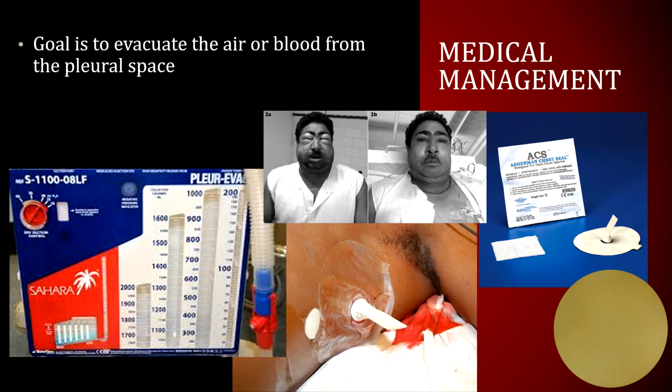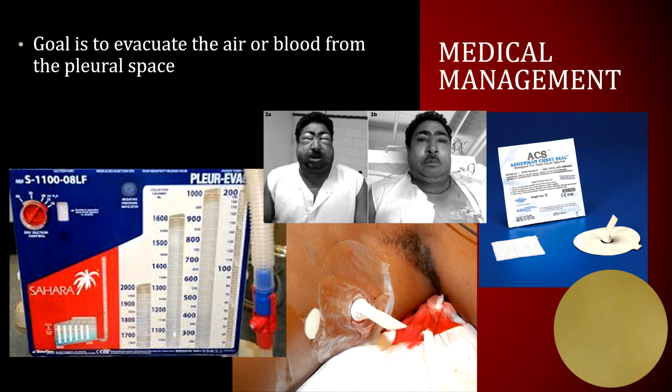Complications. These clients can develop a tension pneumothorax. Another complication is what we call subcutaneous emphysema, where the air leaks into the tissue. And this can cause edema where the leak has occurred.